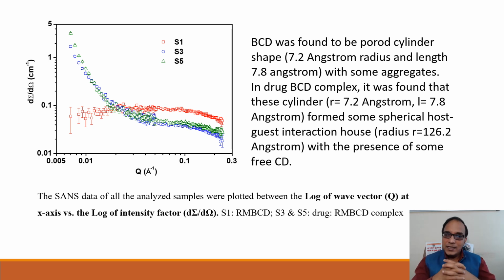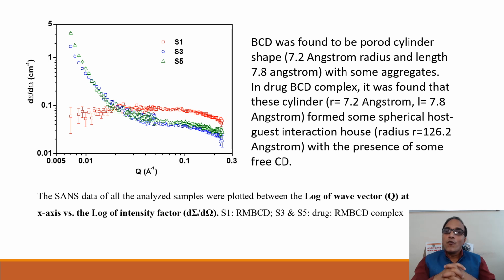Here we prepared the randomly methylated beta cyclodextrin complex of amphotericin B. You can see the red one is the randomly methylated beta CD scattering, and the other two are its complexes of different proportions. I'm not opening up the proportions here.